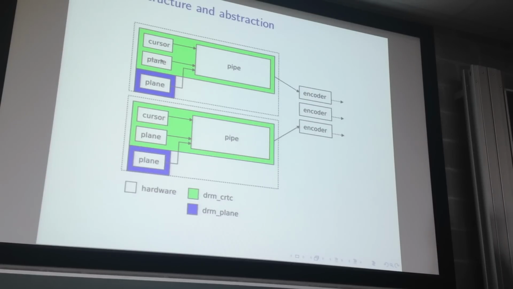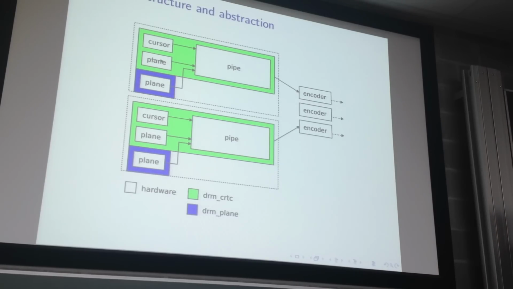And so this white stuff is the hardware basically, and the colored stuff is the software abstractions. So we have the DRM plane for the overlay planes, and the DRM CRTC, which currently covers the primary plane and the cursor plane as well. So that's kind of wrong, but that's what we have at the moment.